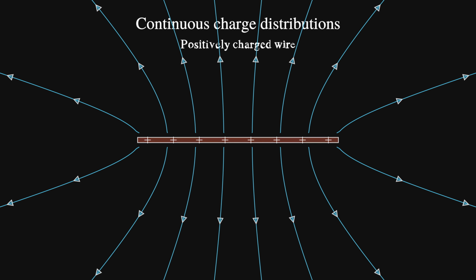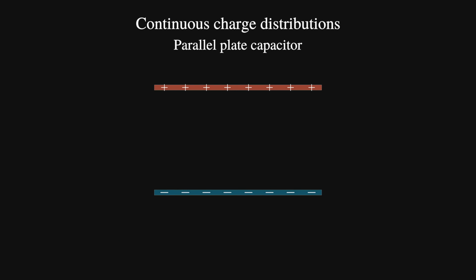A really neat charged system that is often taught in schools is that of two charged plates, one of which is positively charged and the other equally negatively charged. In our diagram, we are viewing the plates side on. This system is known as a parallel plate capacitor and is used in pretty much any electrical device you've ever used. We will discuss capacitors in more detail later in the course.